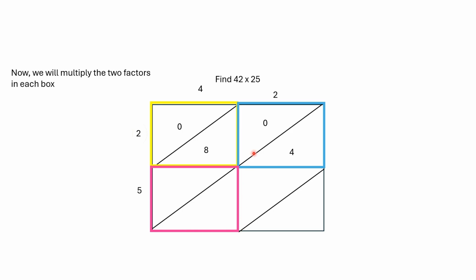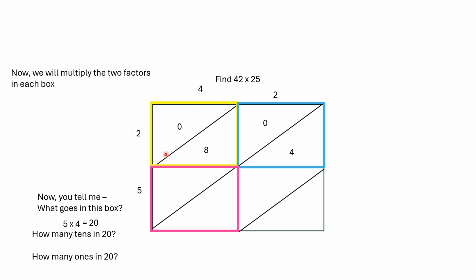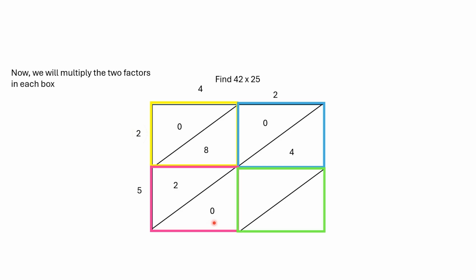What are the two factors we will be multiplying here? 5 and 4. 5 times 4 is 20, so we'll place a 2 in the tens place because there are 2 tens in 20, and a 0 in the ones place since there is a 0 in the ones place of 20, thinking in regards to place value.